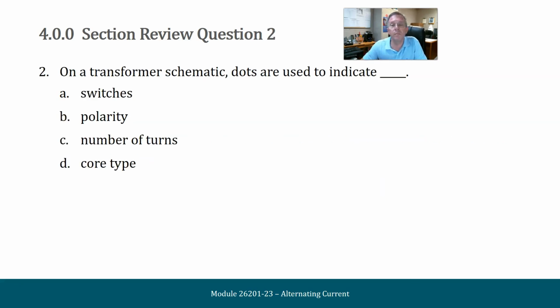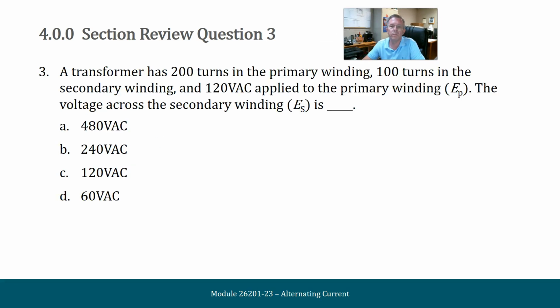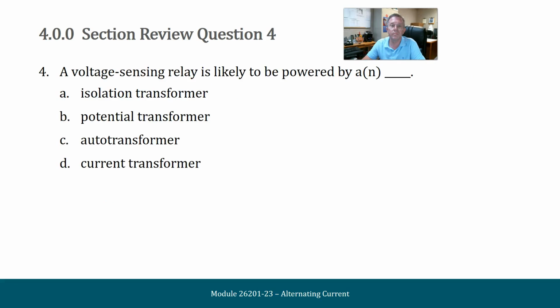On a transformer schematic, dots are used to indicate switches, polarity, number of turns, or the core type. Polarity. A transformer has 200 turns in the primary winding, 100 turns in the secondary winding, and 120 volts applied to the primary winding. The voltage across the secondary winding is, and we will do these calculations in class on the board, 60 volts AC.